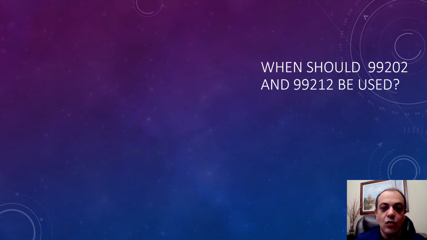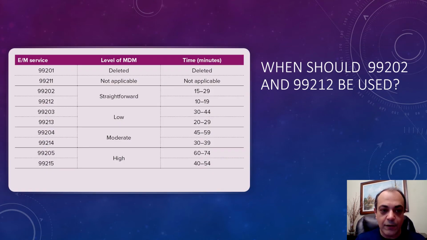Now, another question is what happens to 99202 and 99212? When should they be used and will they be used at all? Is there any situation in which those codes would be used? So the answer is yes, they can be used in certain situations. It's just that the situation for them to be used is kind of rare. 99202 is a level 2 straightforward new patient visit that lasts less than 30 minutes. And 99212 is an established visit level 2 that lasts less than 20 minutes from start to finish.